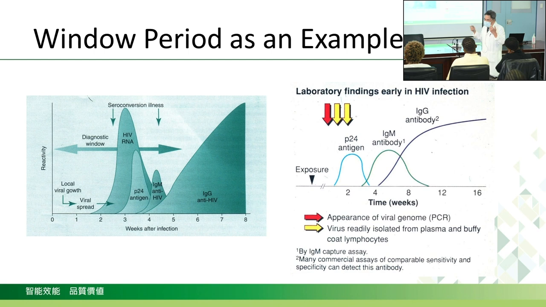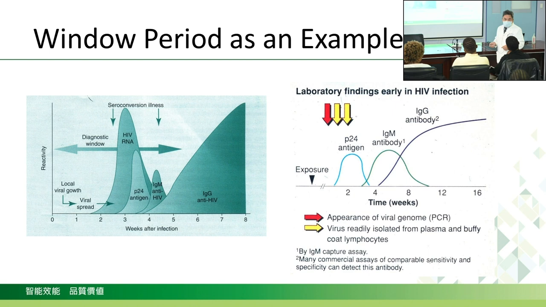For coronavirus, we check antigen, okay? Antigen, so the window period. Each test has a different window period, okay? You must understand it. Each test has its own window period. Okay, you can test it. This is the window period.